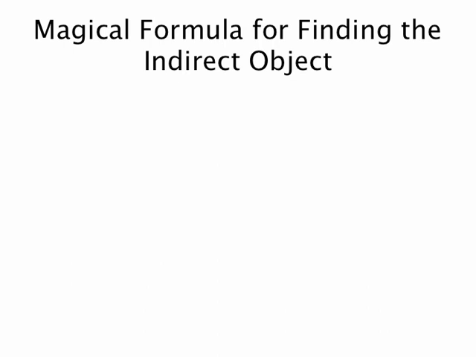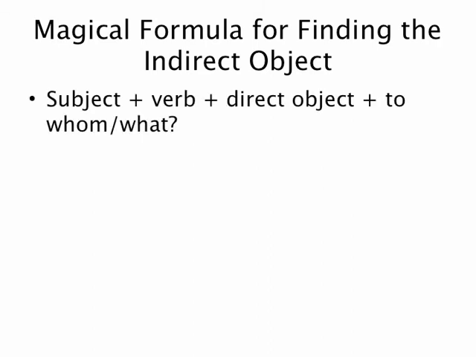Okay, so there's kind of, I don't know if you want to call it a magical formula, but a formula for finding the indirect object, a very easy way. It's subject plus verb plus direct object, and then ask yourself the question, to whom or what.